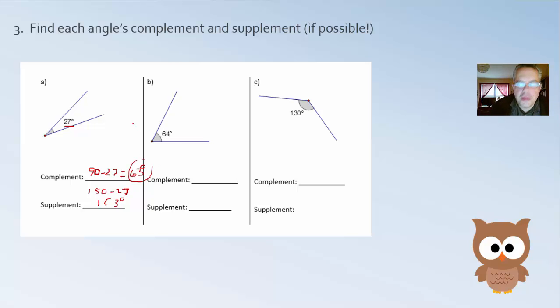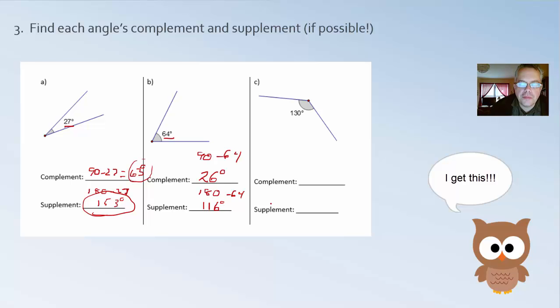Okay, so to find the complement of an angle, just subtract the angle's measure from 90. To find the supplement, subtract it from 180. So here we go. We have 64 degrees. So 90 minus 64 would be 26. To find the supplement, we're going to do 180 minus 64, and I believe you get 116 degrees. That would be the supplement.